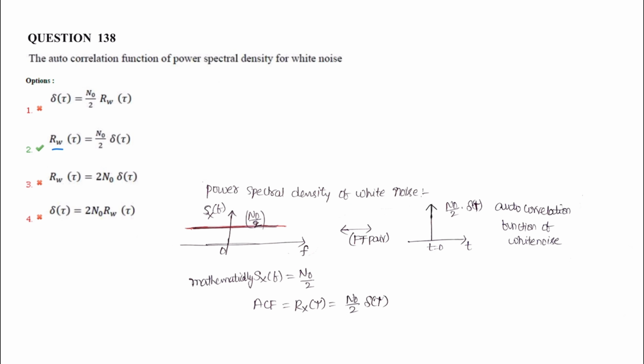Next question. Autocorrelation function of power spectral density for white noise is. So this is the power spectral density of white noise, whose magnitude is n0 by 2. Its Fourier transform is n0 by 2 delta of t. This is the graph for the autocorrelation function of white noise and the graph for the power spectral density of white noise. Therefore, Rx of tau is equal to n0 by 2 delta of t. Correct answer is option 2.